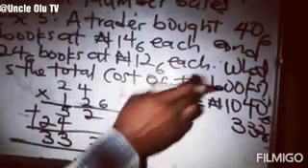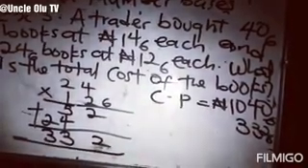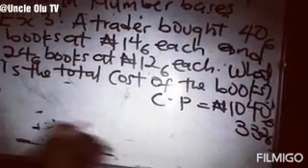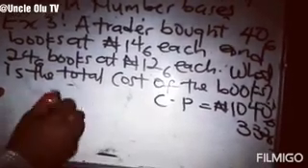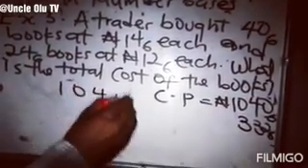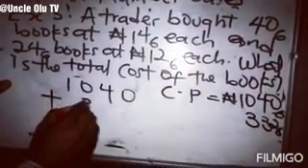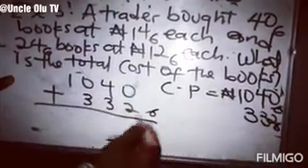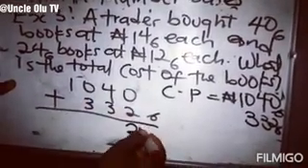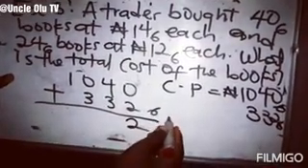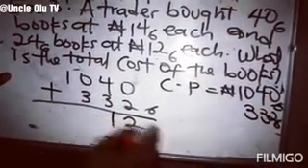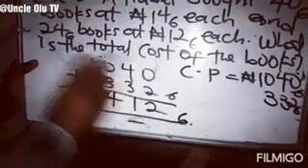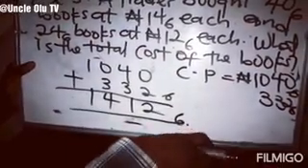Base 6. Then I'll ask, what is the total cost of the books? What we do is that we add it together. 1040 plus 332 in base 6. 2 plus 0 is 2. It's not up to base, write it. 4 plus 3, 7. 7 is up to base, greater than base. 7 divided by 6, 1 remainder 1. Write the 1. The one that you got, 141. That is the total cost of the books. 141 in base 6.